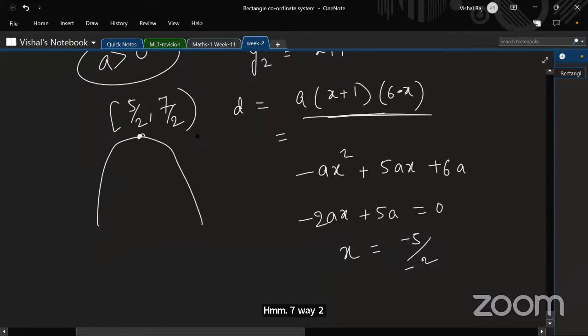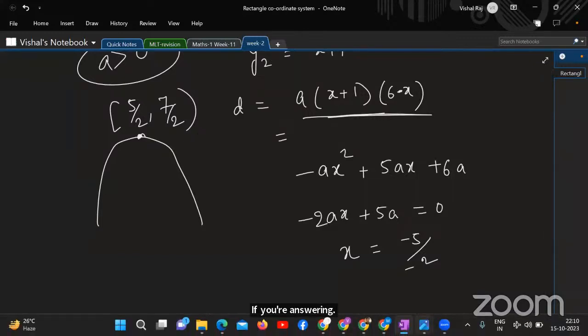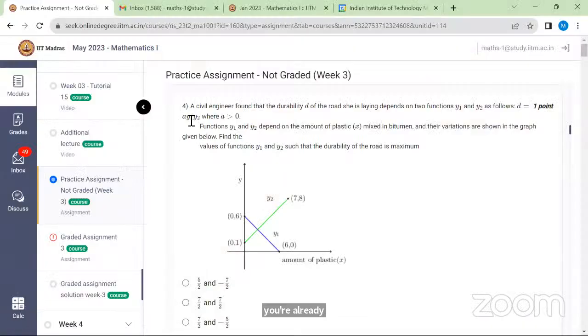Now here, why are we multiplying these two equations? Because it's already given that the durability formula is A into y1 into y2, and that you have to maximize. So D equals A y1 into y2. This is a relation defined on these two equations. That is the durability of the road. And y1 and y2 depend on some plastic mixture, the amount of plastic that is mixed in bitumen.